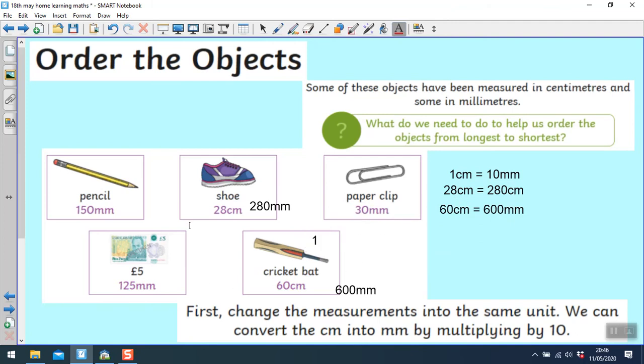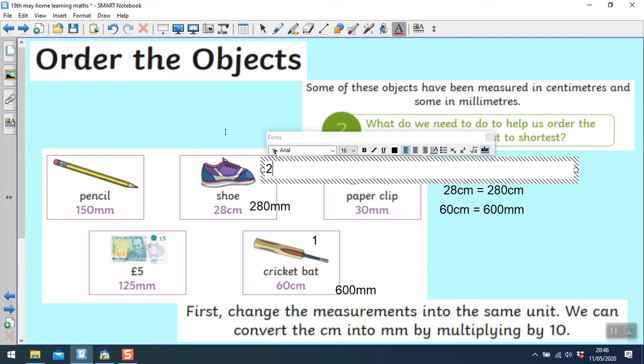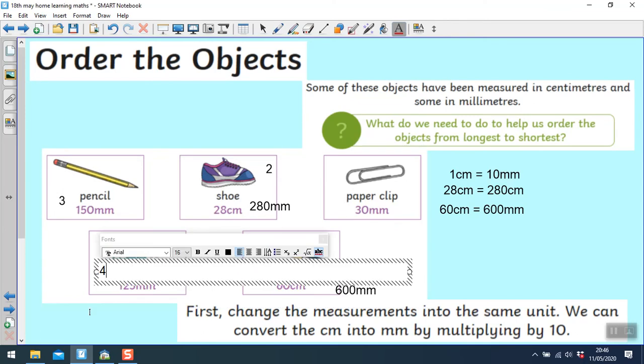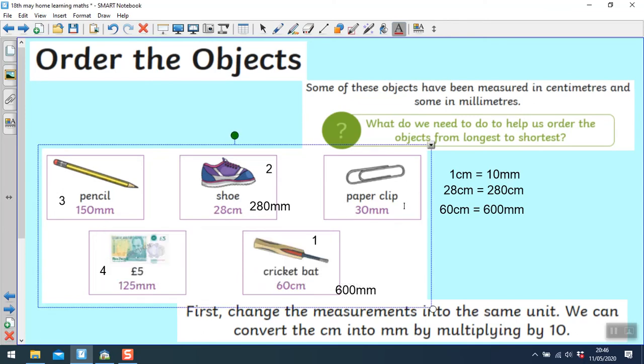My next biggest number is the shoe. So the shoe is number 2. Got 150, 125 or 30. So 150 is my number 3. 125 is my number 4. And my paperclip is the smallest. So longest, cricket bat, shortest, paperclip.